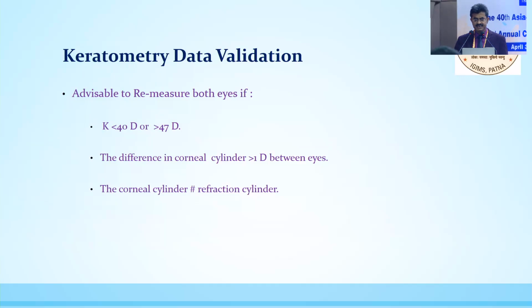The data validation is usually done if you have to remeasure. It's a standard teaching. If the K reading is less than 40 or more than 47, or the difference between the corneal cylinder is more than 1 diopter, or there is a difference in the corneal cylinder and the refraction cylinder, then you need to remeasure it.